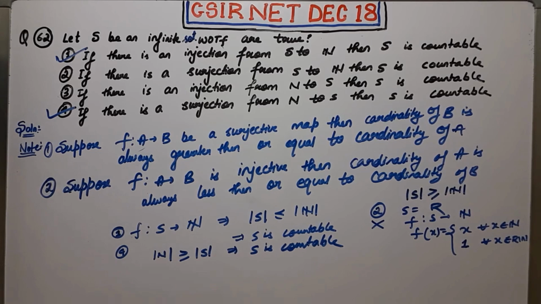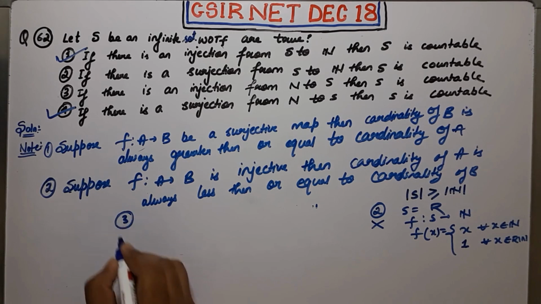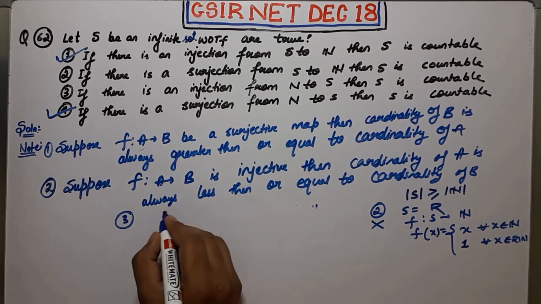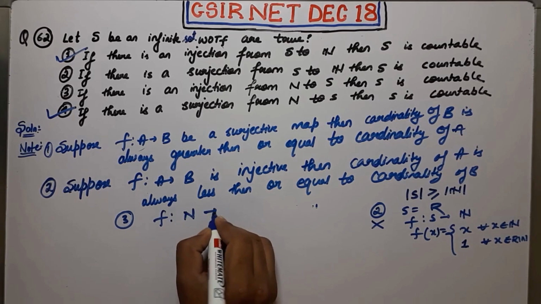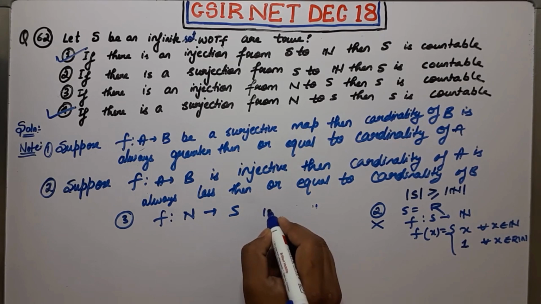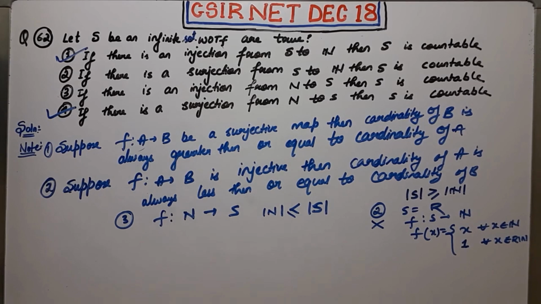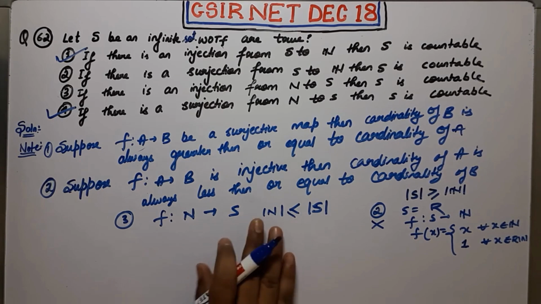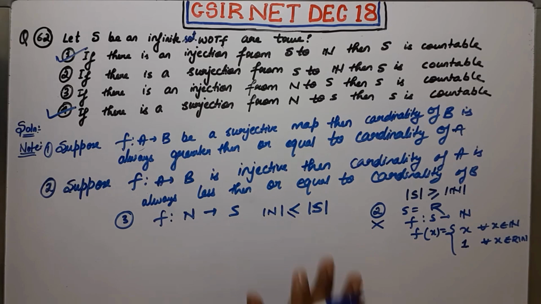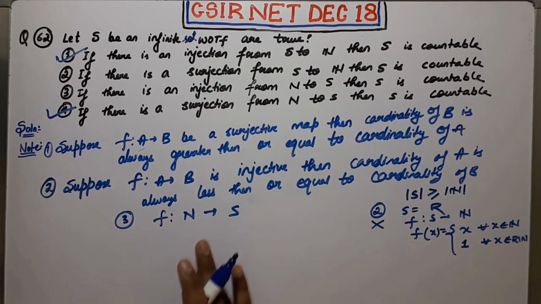Now coming back to option number three. Option three says that if there is an injection from N to S, then from note number 2 you can conclude that the cardinality of N is less than or equal to the cardinality of S. So you cannot conclude anything about S, because the natural numbers have lesser or equal cardinality to S, so S can be uncountable here. For that matter I will just create an example.